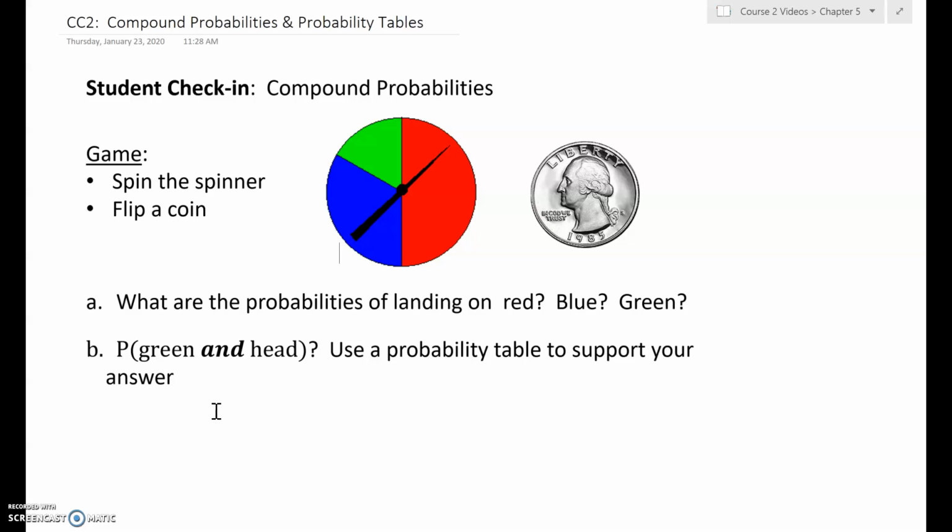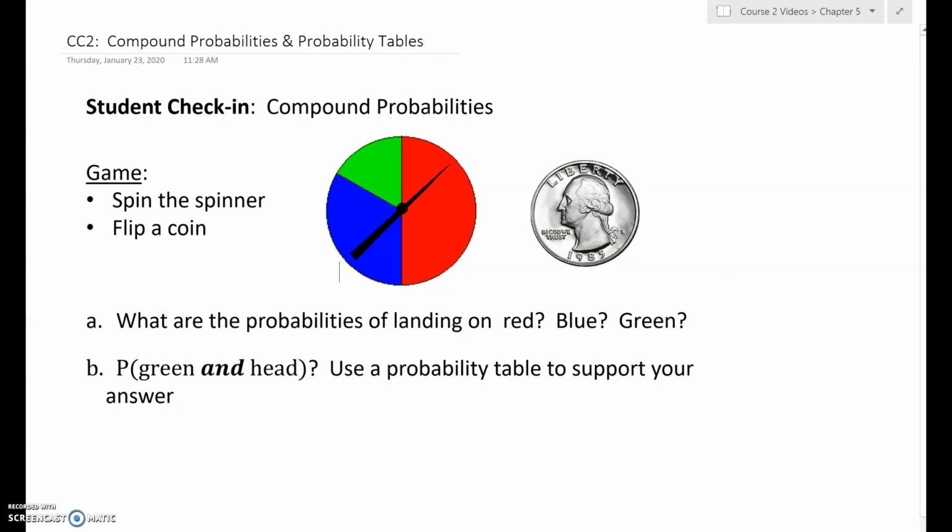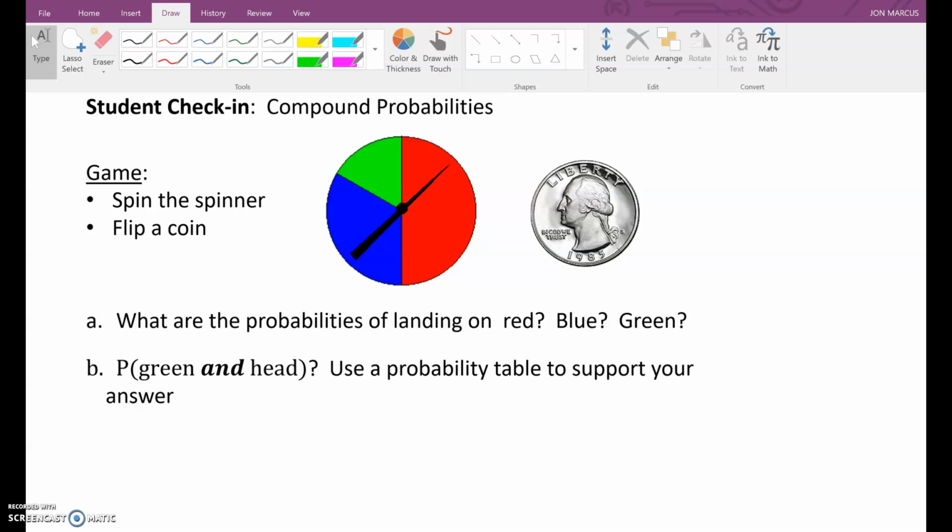This is Course 2 about compound probabilities and probability tables, and this is a check-in for those of you who, luckily, fortunately, or unfortunately, have Mr. Marcus as your teacher this year.